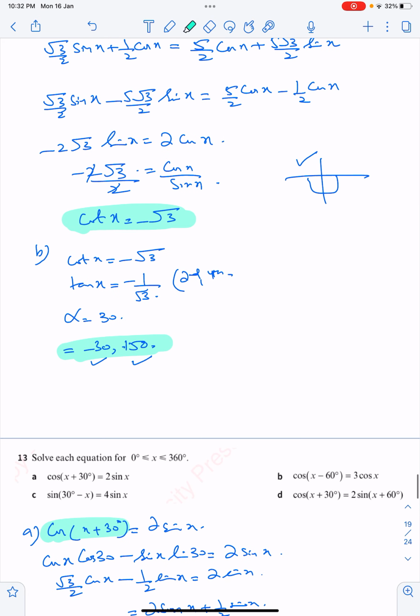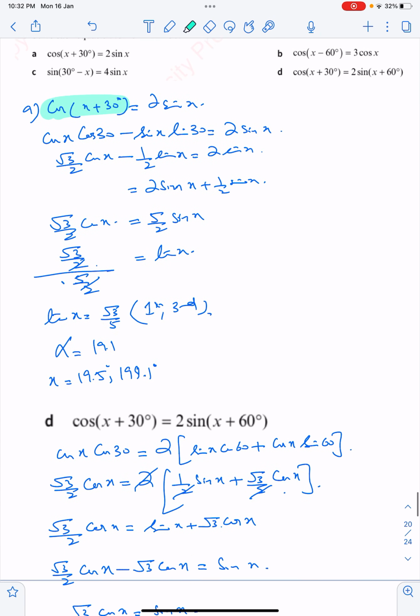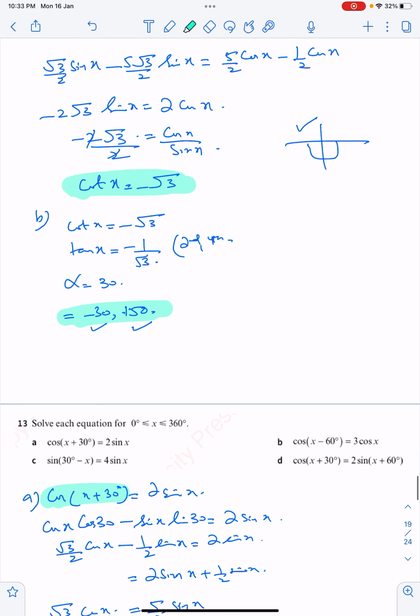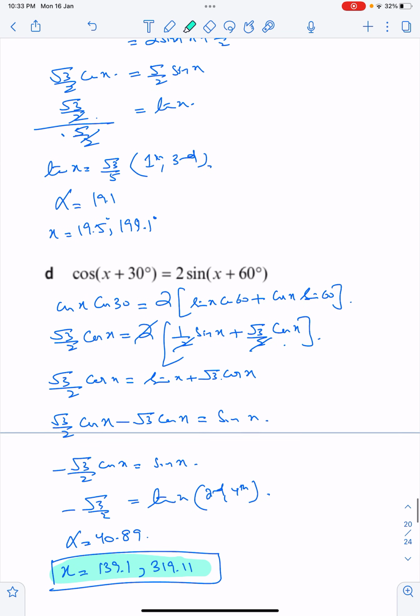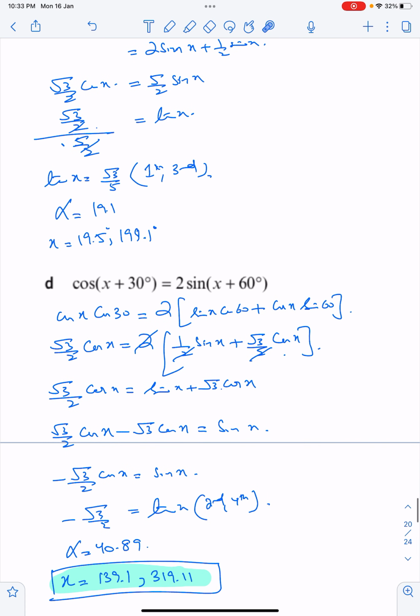Okay, moving on to the next question. Okay, let me just check one thing in this. Okay, I made a mistake here. I solved this with the double angle formula, but I didn't solve this side with the double angle formula. It will be cos x cos 30 minus sin x sin 30. So let me just quickly fix this side.